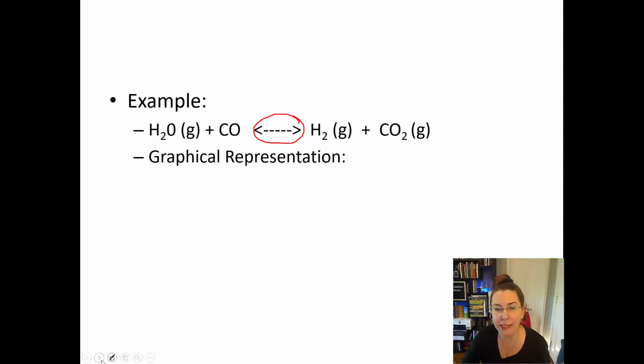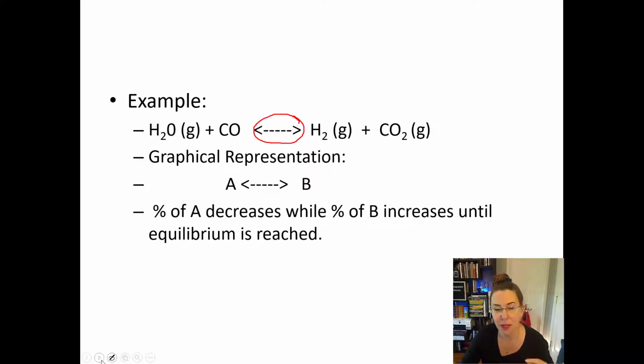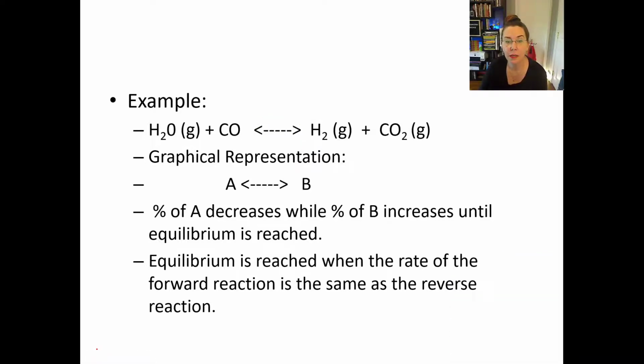So if we were to do that as a graphical representation, we would say A becomes B at the same rate that B becomes A. So if we had a percentage of A decreasing, while the percentage of B would increase until equilibrium is reached. So equilibrium is reached when the rate of the forward reaction is the same as the rate of the reverse reaction.